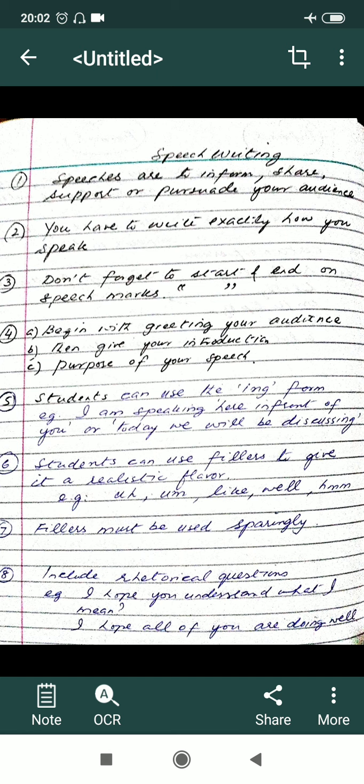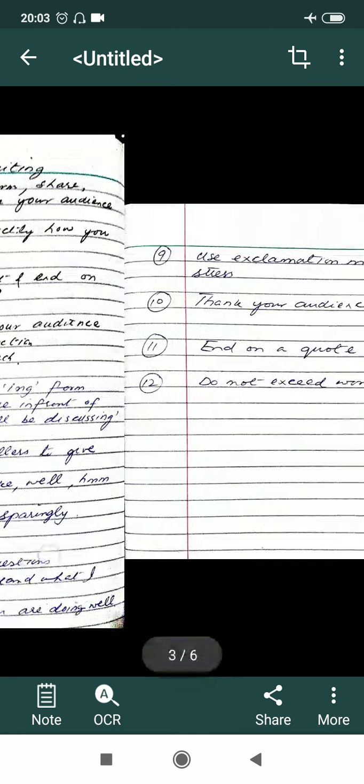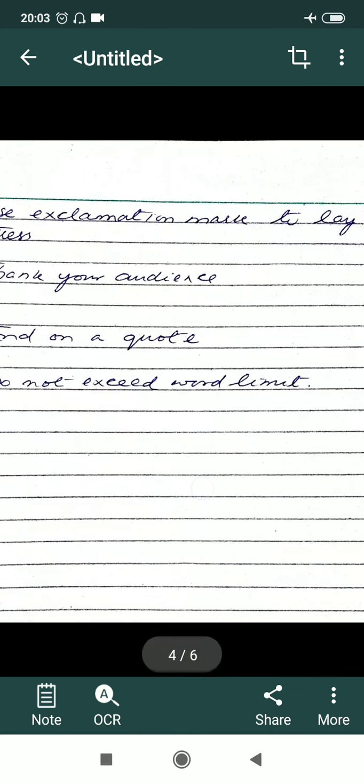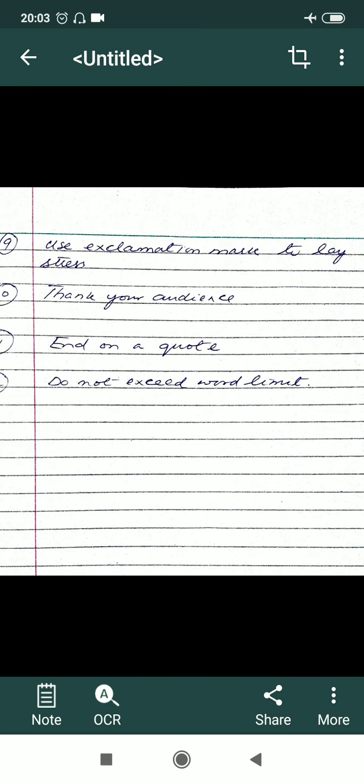Then we learned that we should ask rhetorical questions that do not need to be thought about much, like I hope you understand what I mean. So the audience does not have to think a lot about answering those questions. What do rhetorical questions do? They show that you are involving the audience in your speech. The audience is concentrating, you are having an interaction with the audience, so that gives a positive view about your speech.